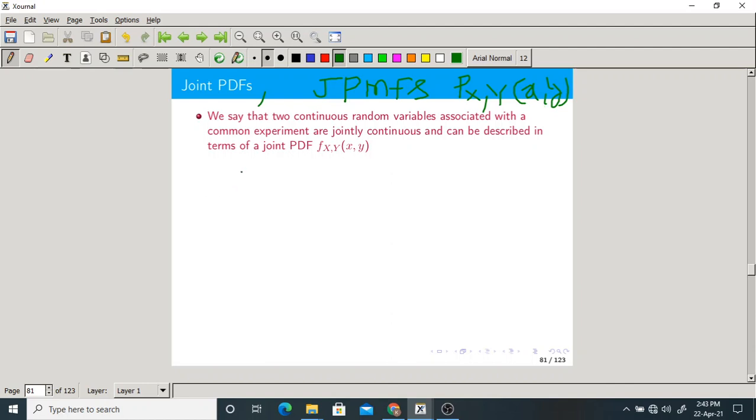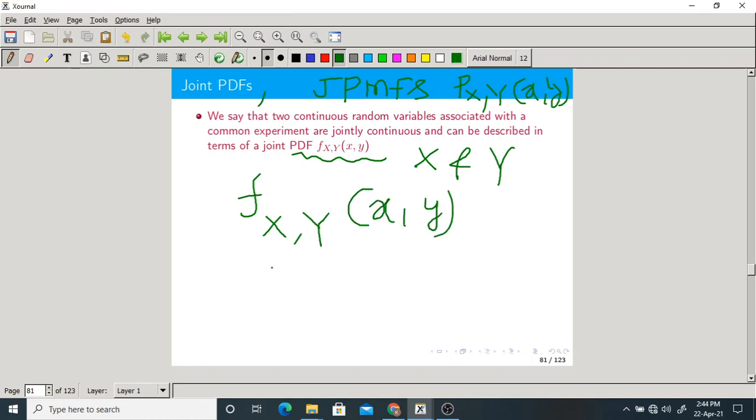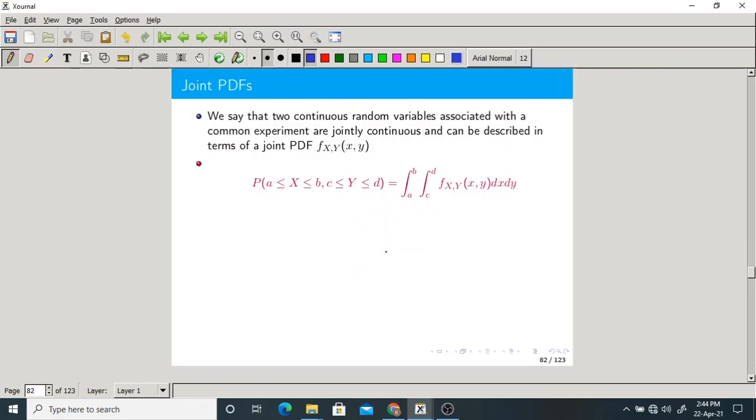Now here we are discussing joint PDFs. It is the PDF associated with two random variables x and y. Now we are writing f of x comma y of x comma y. In the shortest form it is called JPDF, which stands for joint PDF. Okay.